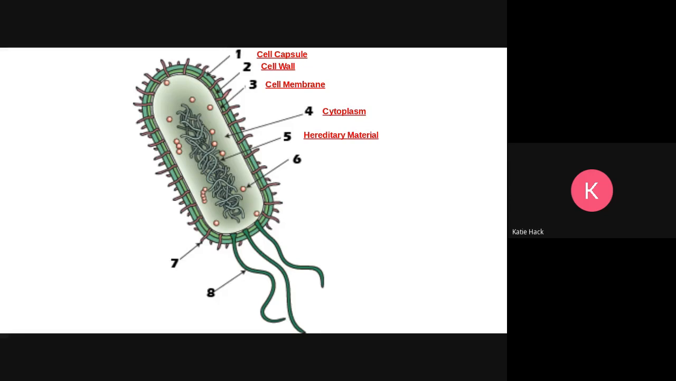What is that called? Ribosomes. And then 7, the pili, which helps it to attach to other cells. And then finally 8 is the flagella, which helps the bacteria to be motile or movable.